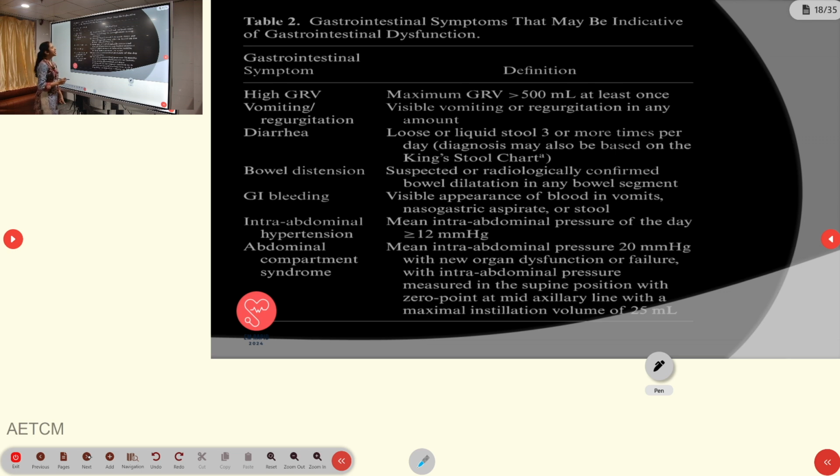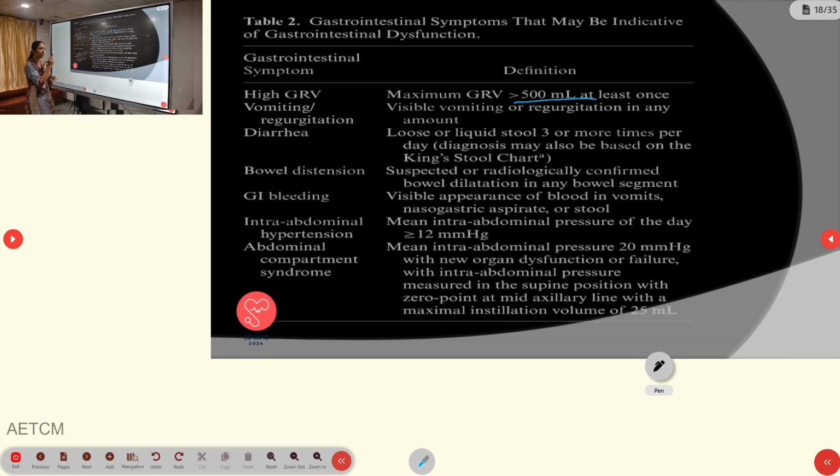So high GRV, vomiting or regurgitation, so maximum more than 500 ml at least once, and we will be monitoring that only, as we told, only 6 to 8 hourly. And if the patient is having diarrhea, that means more than 3 episodes of loose stools, any abdomen distension, GI bleeding, or if there is any increased intra-abdominal pressure.